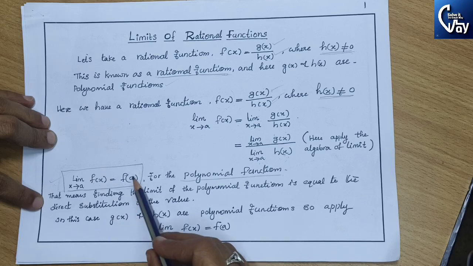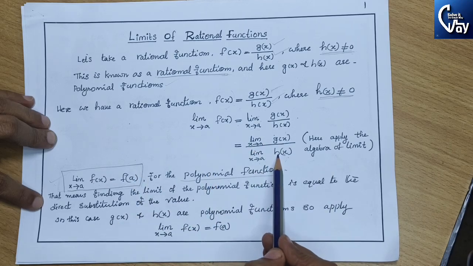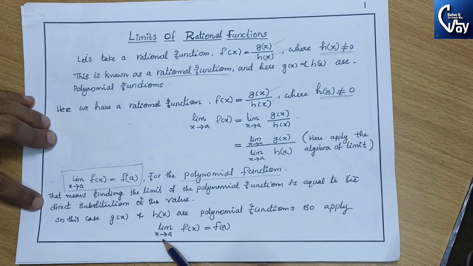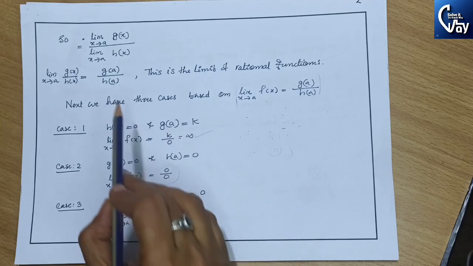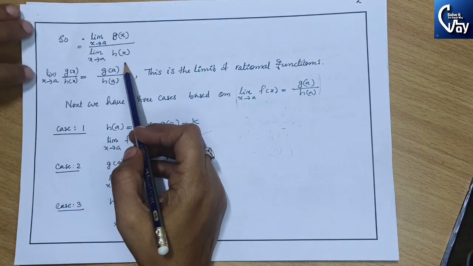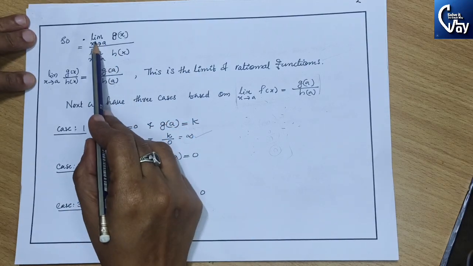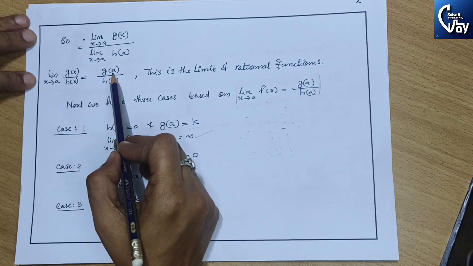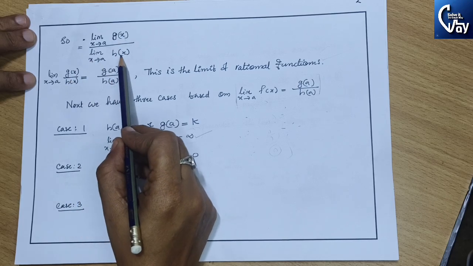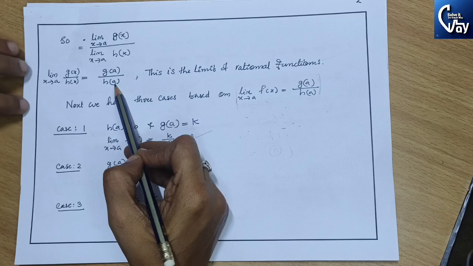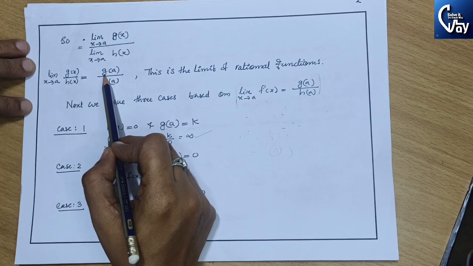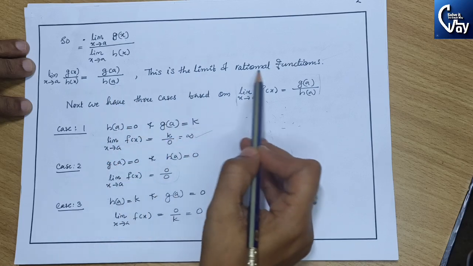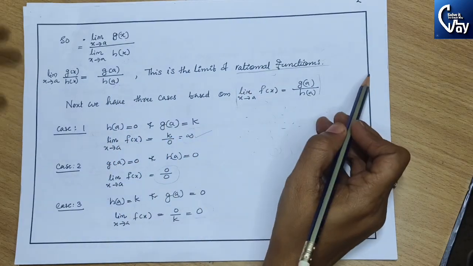In this case, g of x and h of x are polynomial functions. So we apply limit x tends to a f of x equals f of a. Is it clear? Applying that equation, limit x tends to a g of x becomes g of a and limit x tends to a h of x becomes h of a. So limit x tends to a g of x by h of x equals g of a by h of a. This is the limit of rational functions.